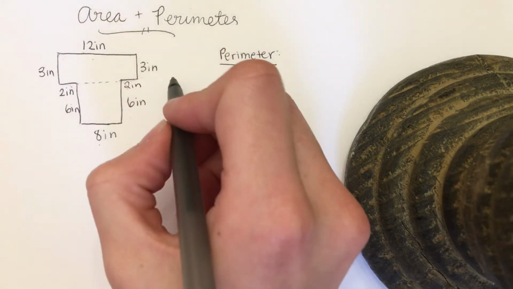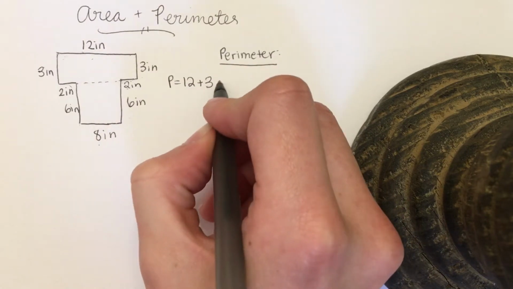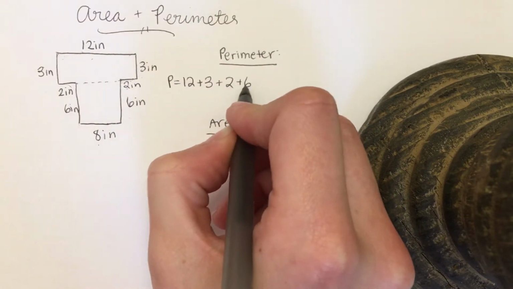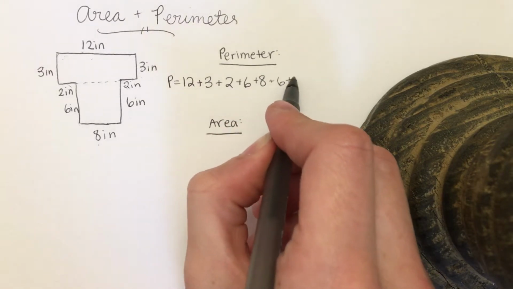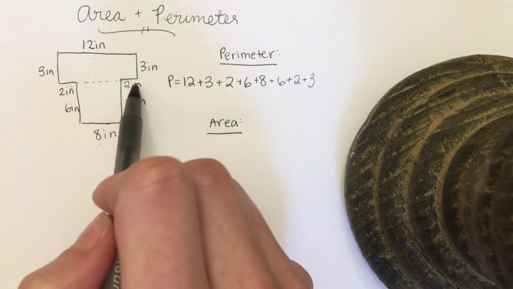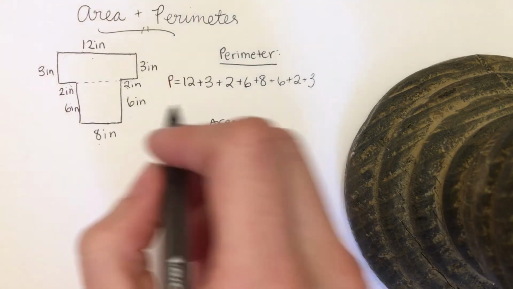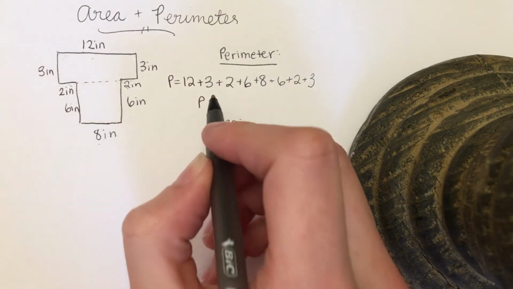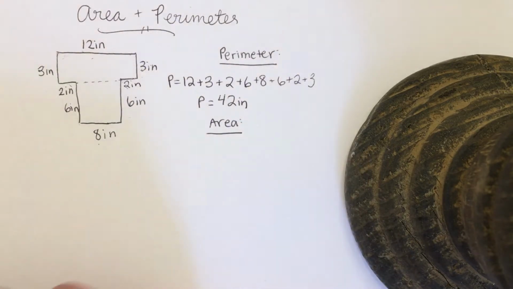So for perimeter, we just have to add all these up. I'm just going to start at the top at 12 inches, and I'm going to work my way around. So 12 plus 3 plus 2 plus 6 plus 8 plus 6 plus 2 plus 3. You may want to have some sort of system of marking to make sure that you hit all of the sides and don't accidentally repeat it. But when we add all that up, we do get 42 inches. So that's going to be our perimeter.